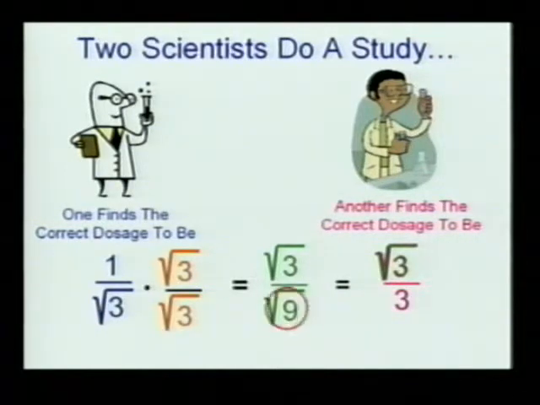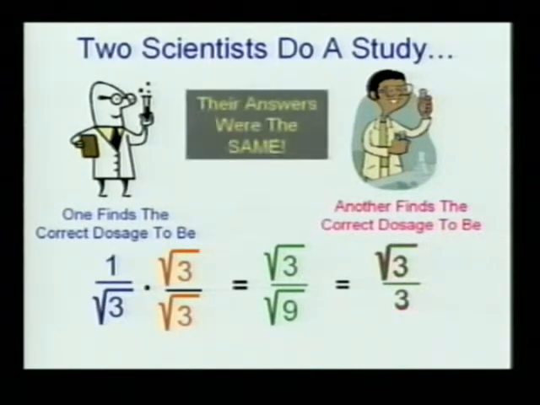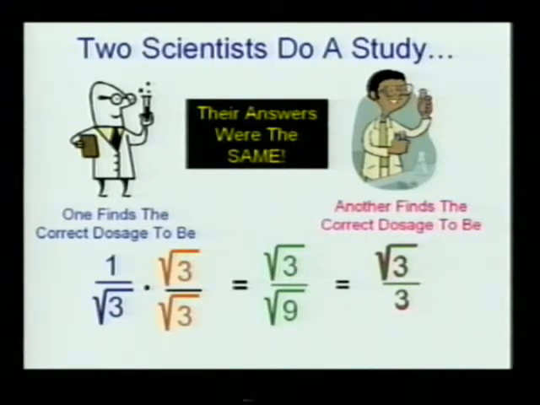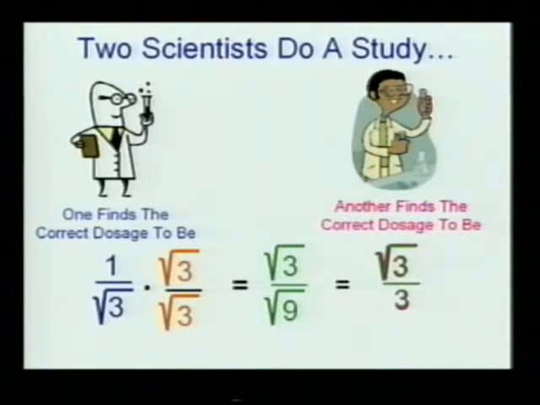These two answers... They were the same. These two scientists got the same answer, and they didn't even know it. So we got a problem. There's something wrong with us. Something very, very wrong with us.